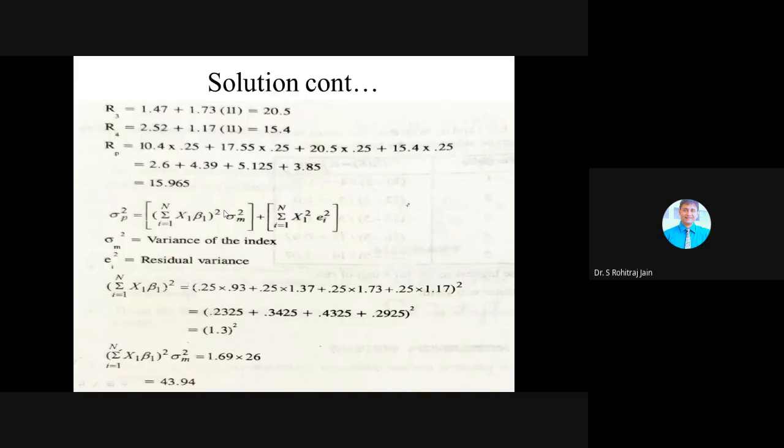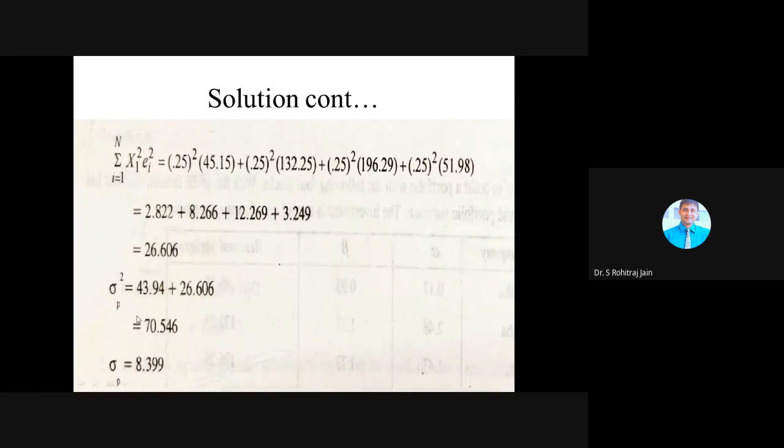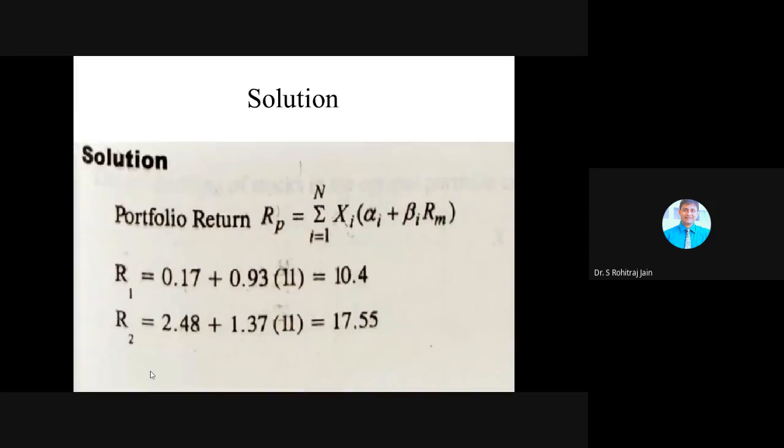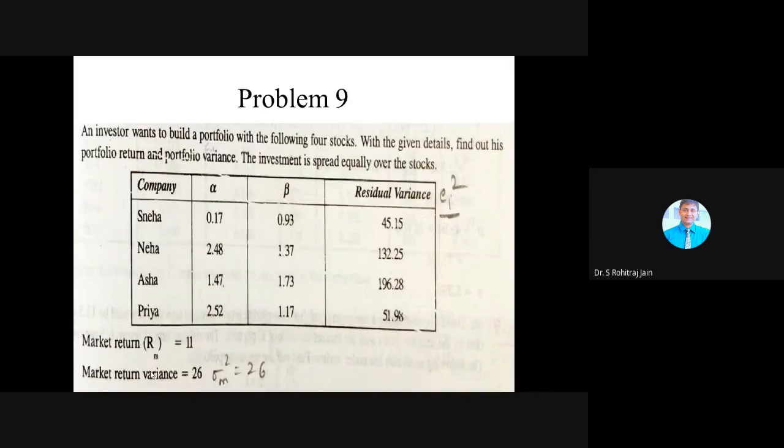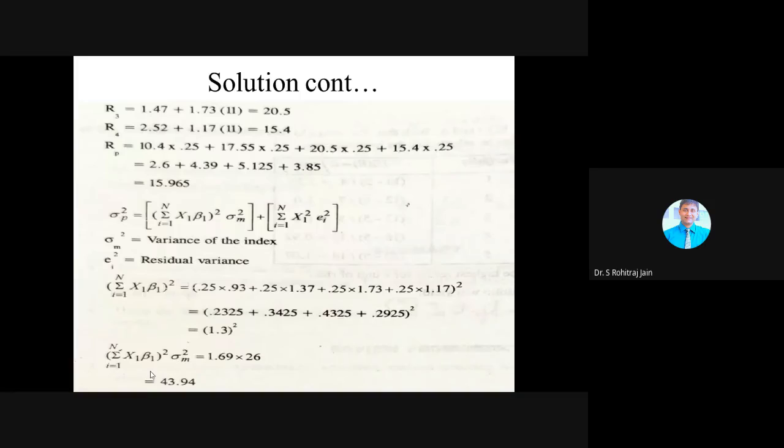I add these two components, I get what? Variance of the portfolio. So variance of the portfolio is 70.546. Then they have not asked me to calculate the standard deviation, but for your reference, for your understanding, I'm telling you the standard deviation of the portfolio is equal to the square root of 70.546, which is equal to 8.399. So you should know what parameters they have given me in the problem. Based on that, you can start solving.